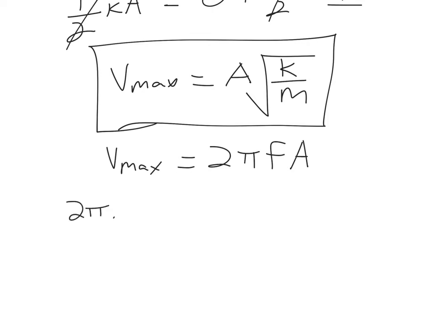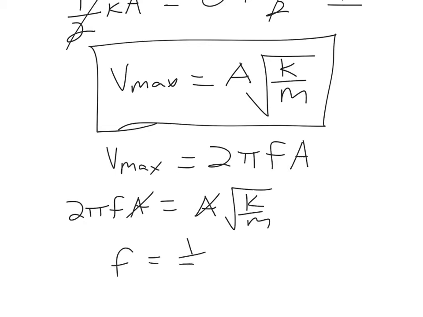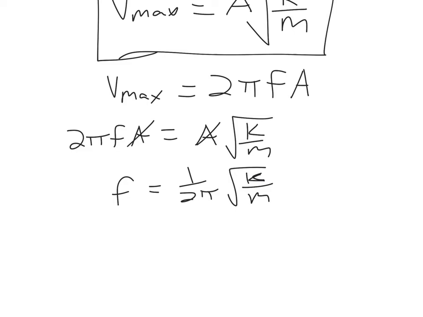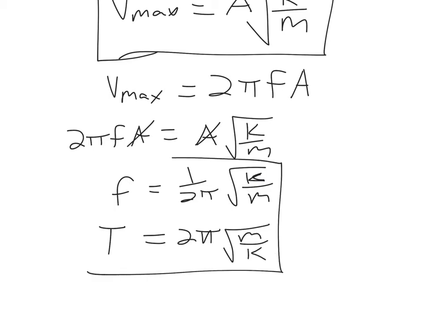2 pi frequency amplitude equal to A, amplitude, square root of k over m. Well, amplitude cancels. And we could solve for frequency and get frequency equal to 1 over 2 pi times the square root of k over m. And we could even get an expression for period. Period is just 1 over f, right? So if we just invert this, 1 over 2 pi is 2 pi, 1 over k over m is m over k. So square root of m over k. And so these are equations that will be useful to us.